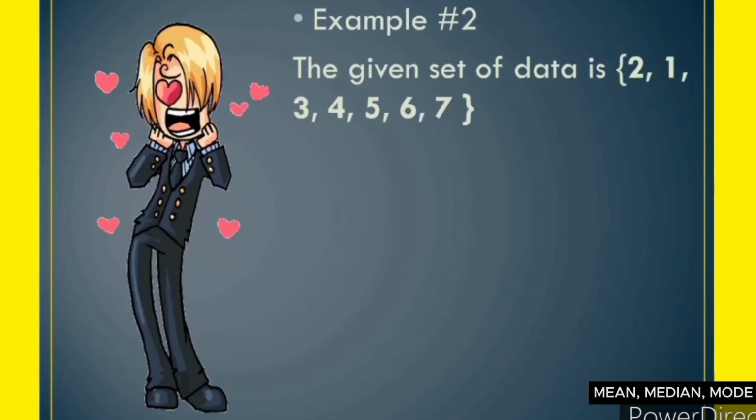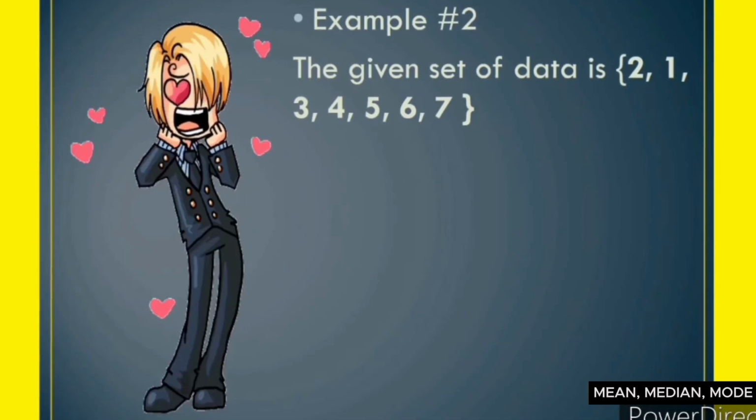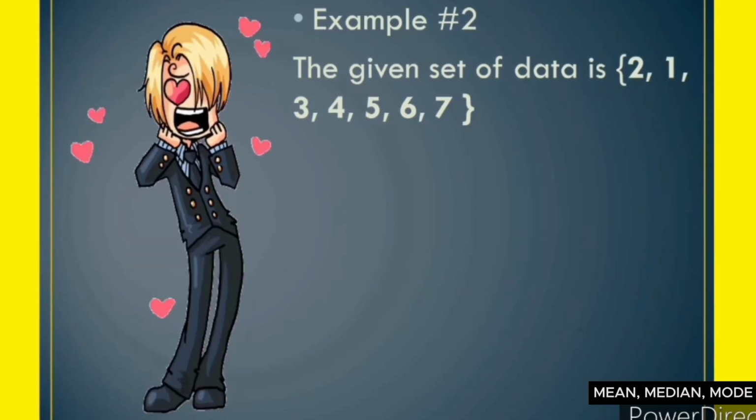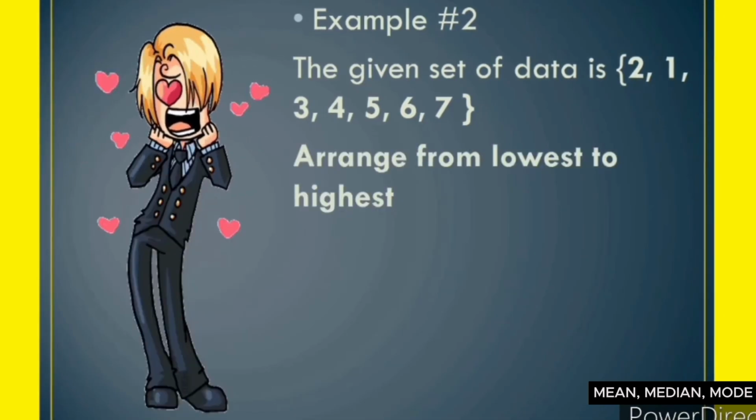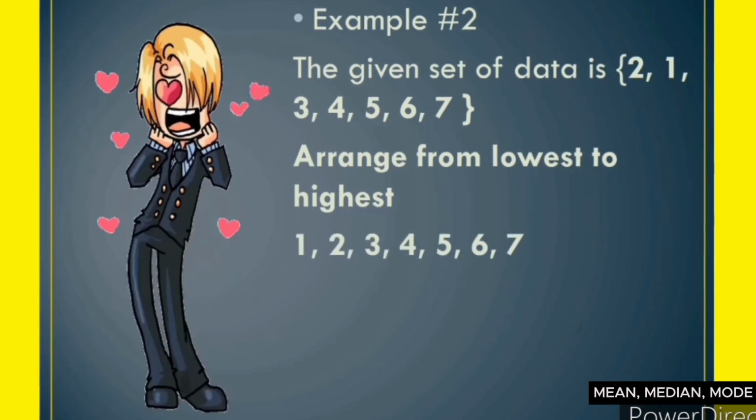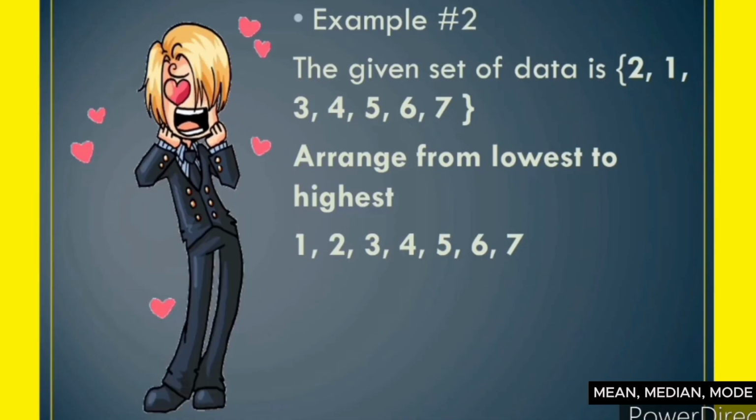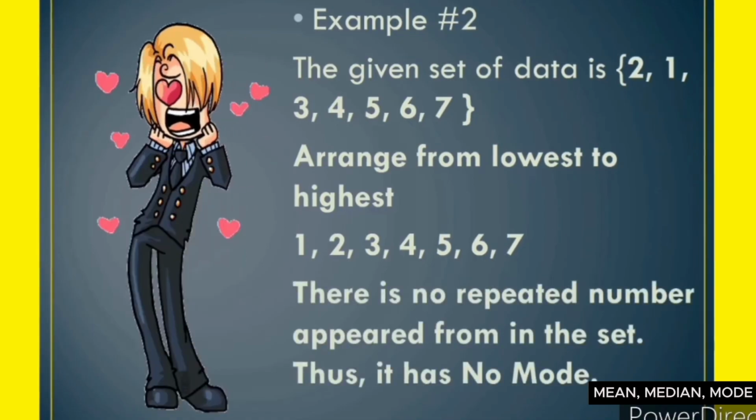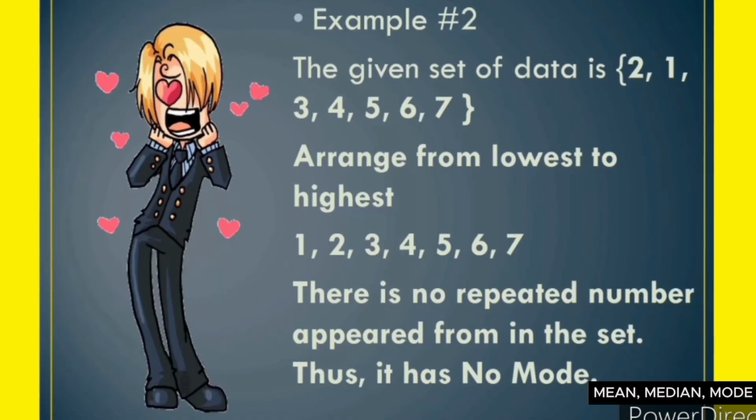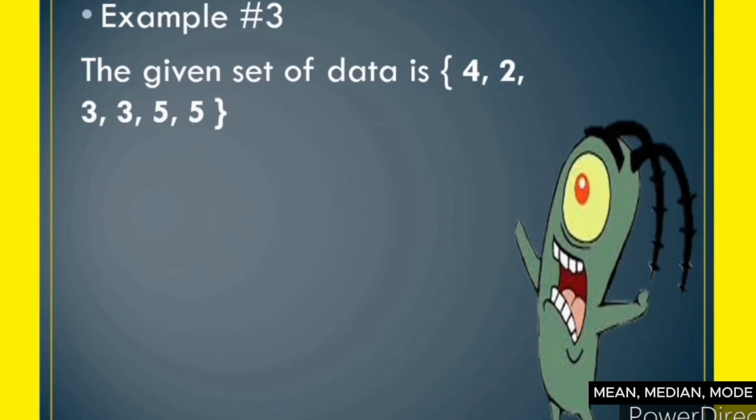Example number 2. The given set of data is 2, 1, 3, 4, 5, 6, and 7. Arranged from lowest to highest, 1, 2, 3, 4, 5, 6, and 7. There is no repeated number that appeared in the set. Thus, it has no mode. Our answer will be no mode.